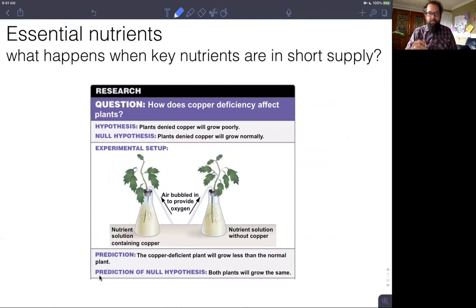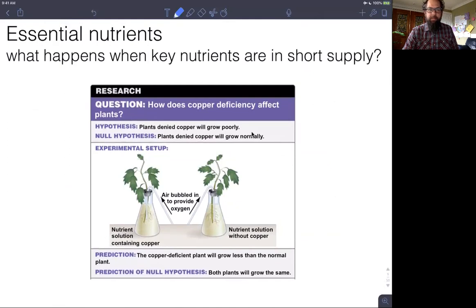And so we can set up this hydroponic experiment where we've got a nutrient solution containing copper, and we have a nutrient solution that's our control plants. In our experimental plants, we have a nutrient solution without copper, and we can ask the question, what happens with copper deficiency? How does that affect plants?